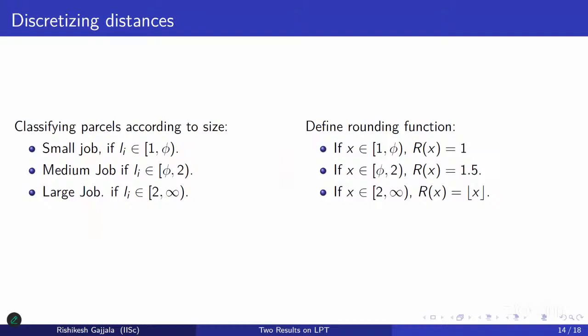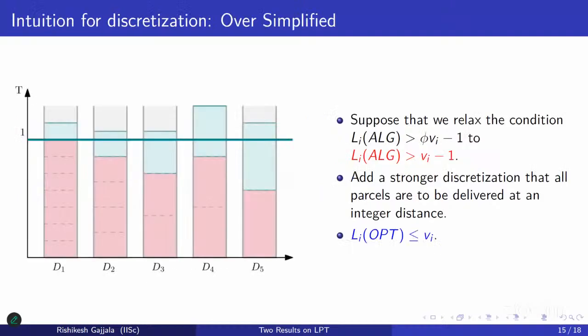And for all the small jobs, we discretize it to 1. For the medium jobs, we do it to 1.5. And for the large jobs, we use the greatest integer function. The analysis using this rounding takes quite a bit of time. So I will tell a much oversimplified version where I discretize things to integers.